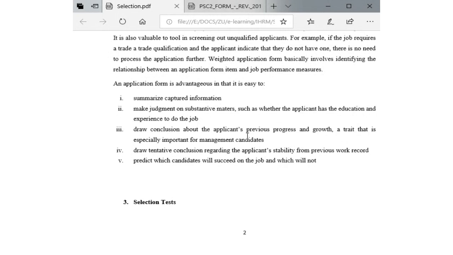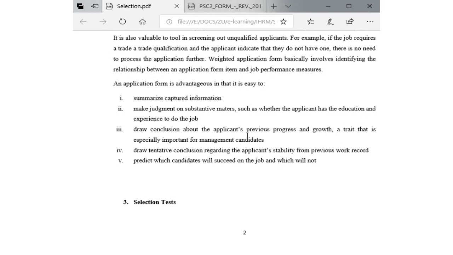Number four is that it draws attention to previous work record. So what is your ability as a candidate? Are you going to help us? Are we going to grow together with you? It is very important. So that is what we have.